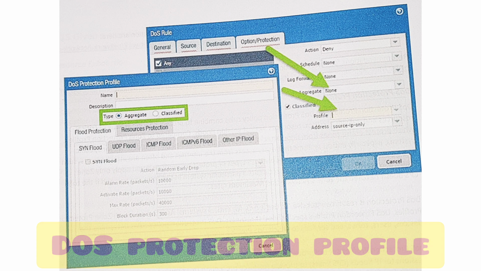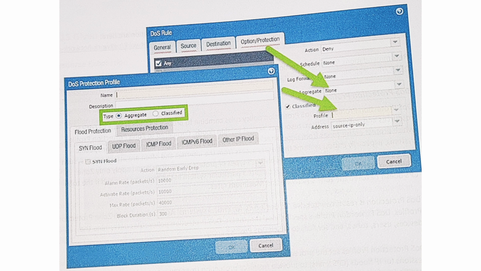DoS protection profile and DoS protection profile rule combine to protect specific groups of critical resources and individual critical resources against session floods. Compared to the zone protection profile, which protects the entire zone from flood attacks, DoS protection provides granular defense for specific systems, especially critical systems that users access from the internet and that are often attack targets, such as web servers and database servers.